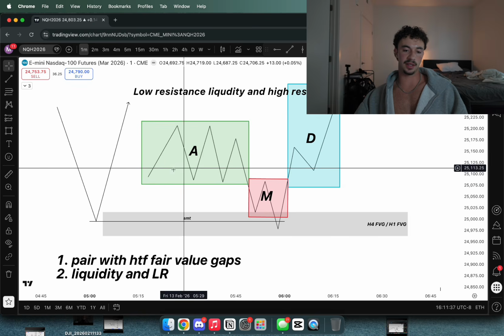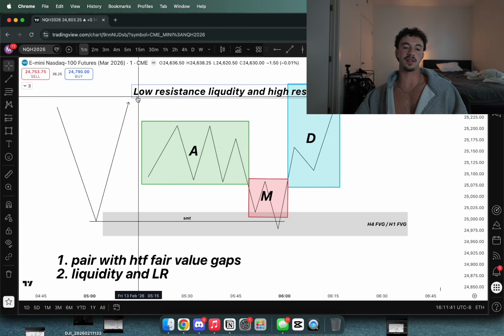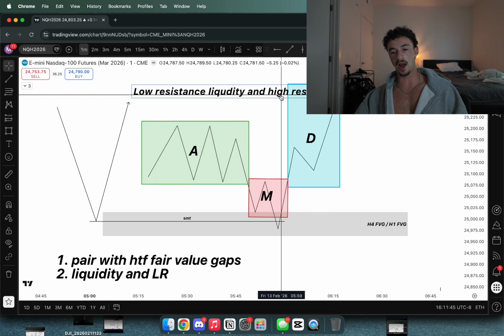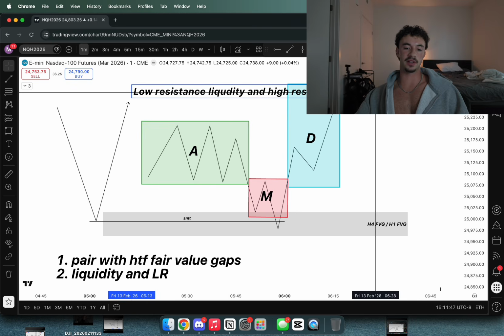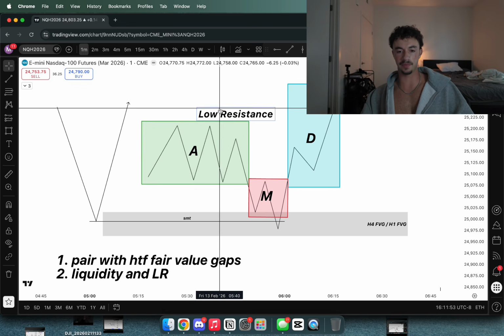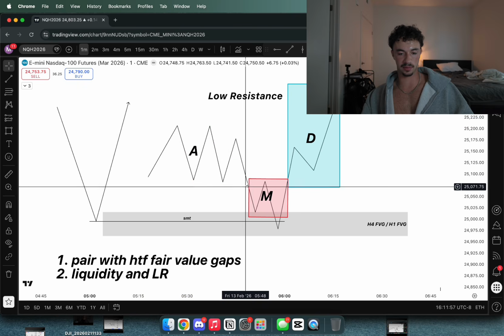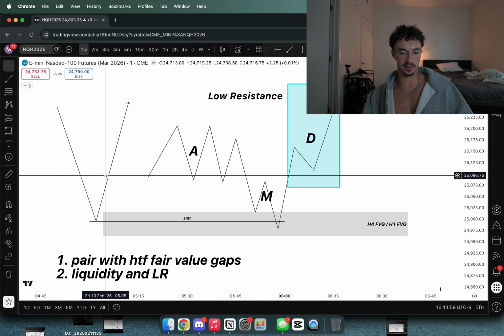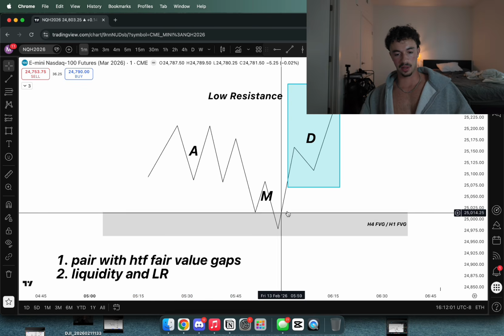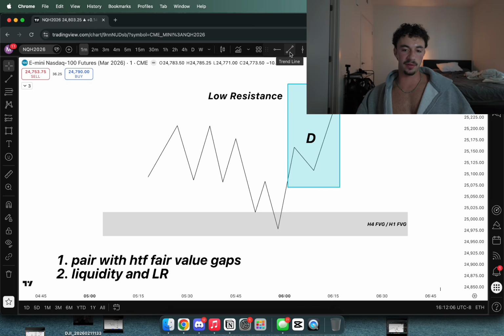So what exactly do I mean by this? In the entire move of the AMD model, you have to focus on whether price is creating low resistance liquidity or high resistance liquidity. First, I'm going to talk about low resistance liquidity. Let's break down what low resistance is real quick. I'm just going to get rid of a couple of these things to make it easier for everyone, so what low resistance liquidity is and how we use it to our advantage.